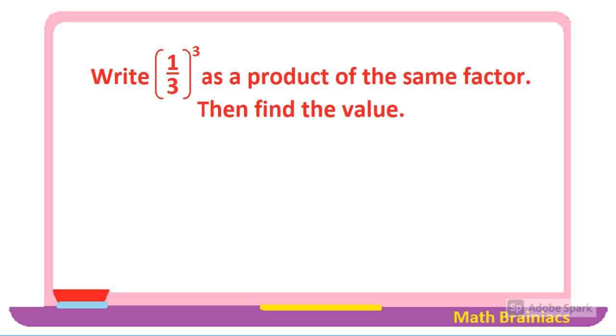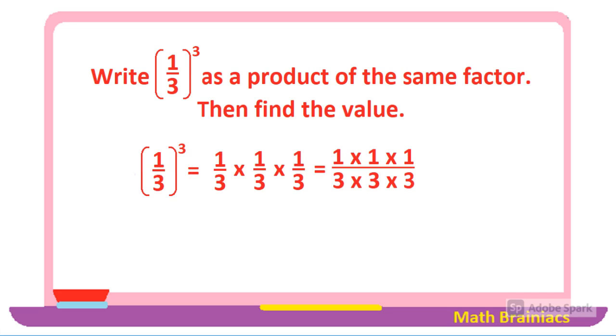Let us work on another example so that you can perfectly understand the lesson. Write 1/3 raised to the power of 3 as a product of the same factor. Then, find the value. The base is 1/3 and the exponent is 3. So, we're going to multiply the base 1/3 3 times. Multiplying fractions are very easy. We're going to multiply the numerator with the numerator and the denominator with the denominator. Therefore, 1/3 raised to the power of 3 will give us 1/27.